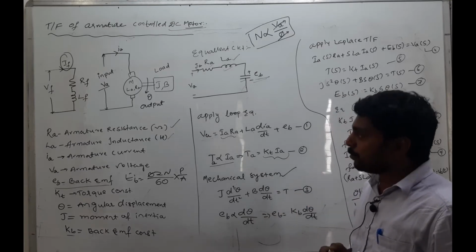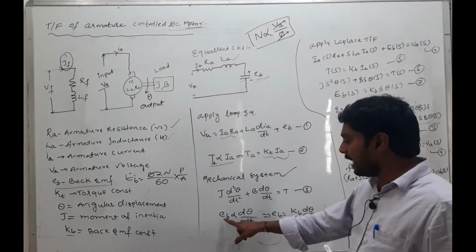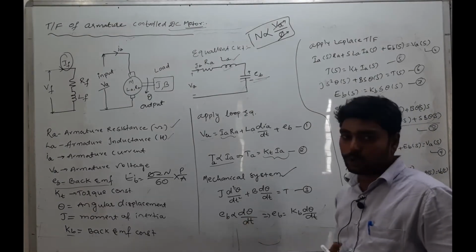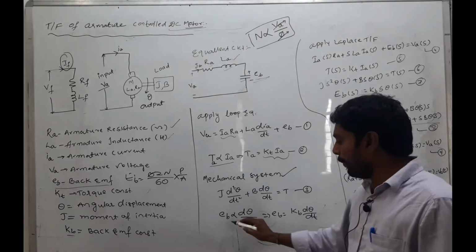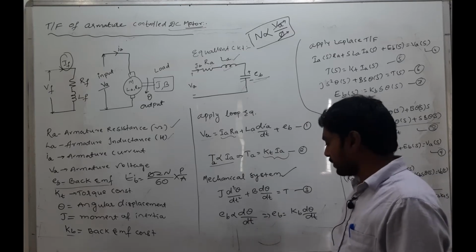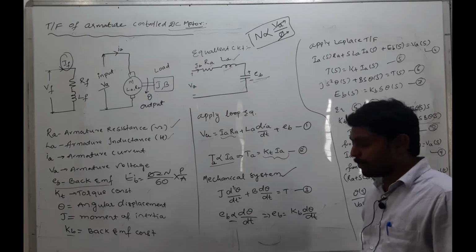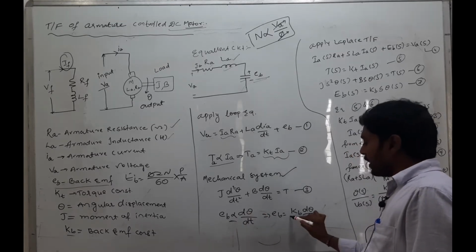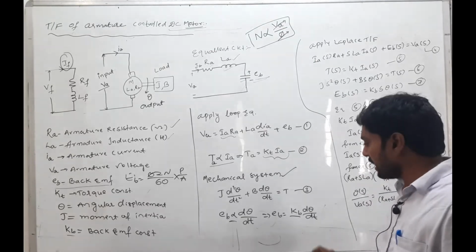Okay? So what is produced at the output of a DC motor? Back EMF is produced. Here the back EMF is directly proportional to the speed. The EB is directly proportional to d theta by dt, the change of angular displacement. If we remove the proportional constant, we get the back EMF constant, which is KB.